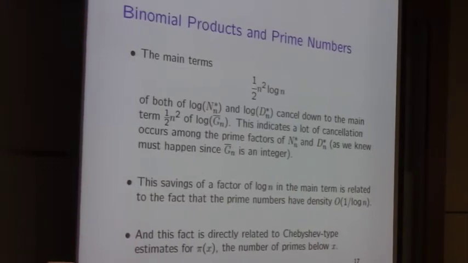And this savings of a factor of log n is the same log n that occurs in the density of the prime numbers. The density of the prime numbers is n over log n up to n. And this log n savings is encoded here in this log n. And this is directly related to prime numbers. You can get a Chebyshev type estimate for pi of x, the number of primes below x, right out of this formula.